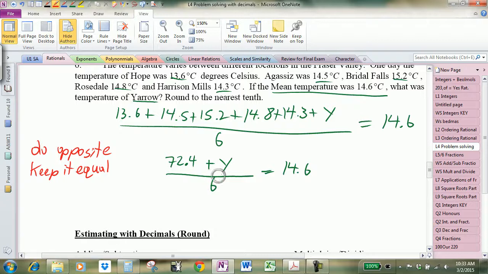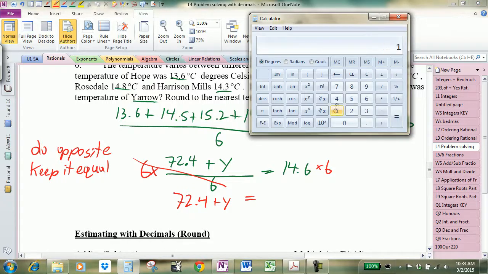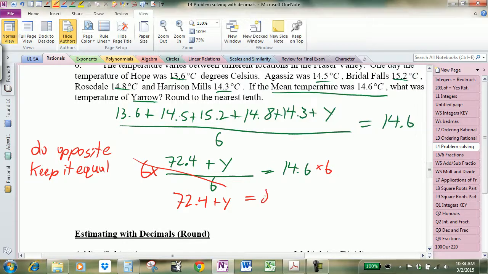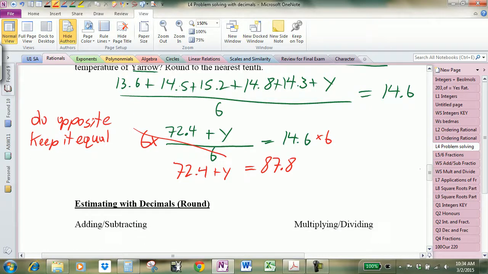So what I have to do to get y by itself and solve for y is I have to do the opposite of divide by 6. What's the opposite of dividing by 6? Good. So timesing by 6. Do I just do that to the left side or do it both sides? Both sides. Now on the left, they cancel, and I'm left with 72.4 plus y equals, now I have to go and find that answer. 87.6. Is that correct? Someone try that?